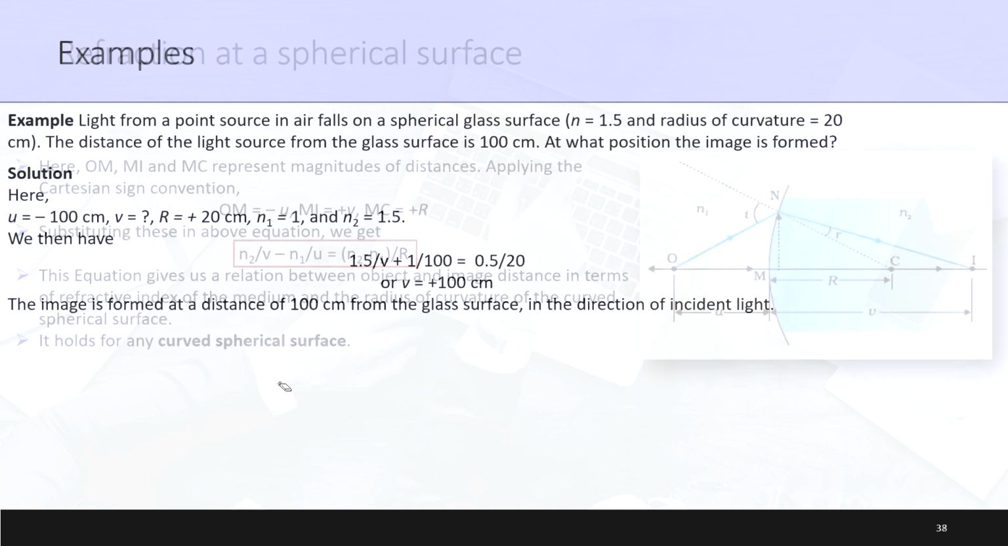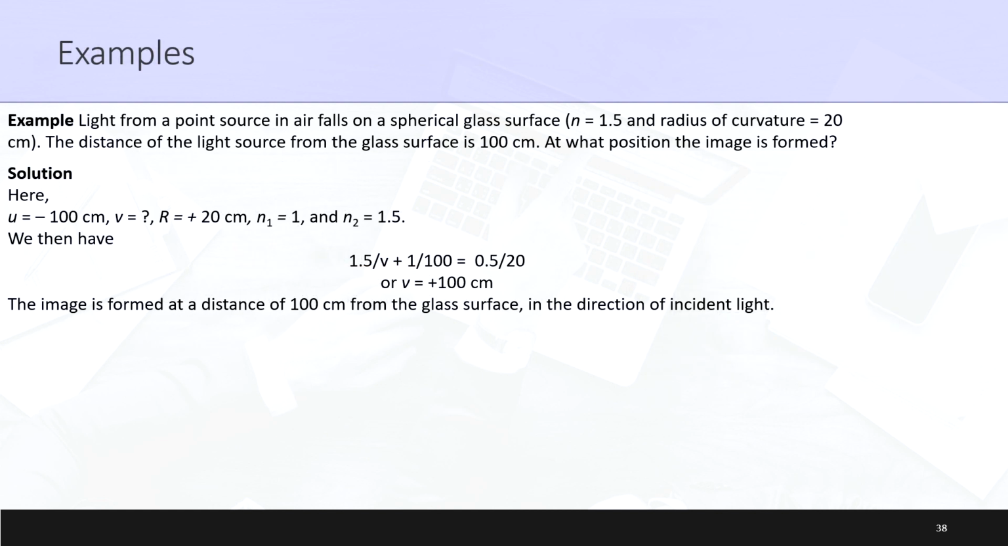Now let us try to implement it somewhere, and then we can understand what is happening actually. Light from a point source in air falls on a spherical glass surface, n is equal to 1.5 and the radius of curvature is given as 20 centimeters. If nothing is given, you can assume the value of radius equal to plus 20 centimeters here. The distance of the light source from the glass surface is 100 centimeters. That means the value of u is given to you as minus 100 centimeters.